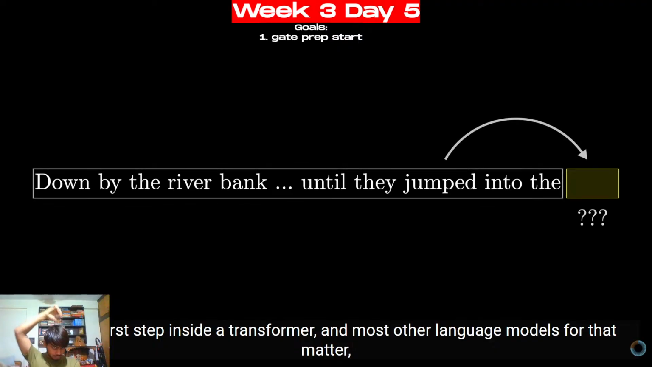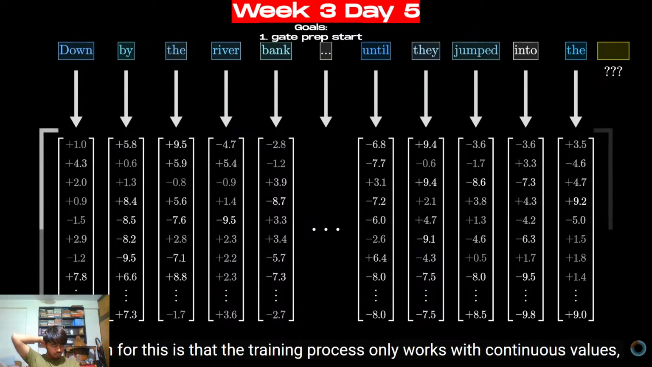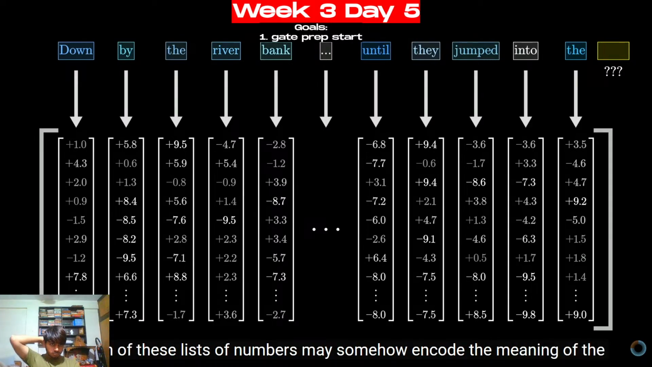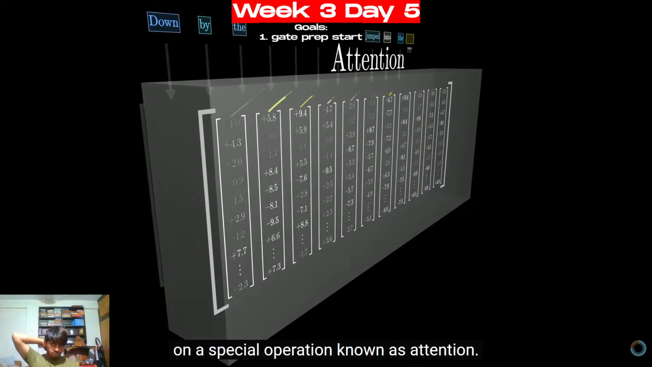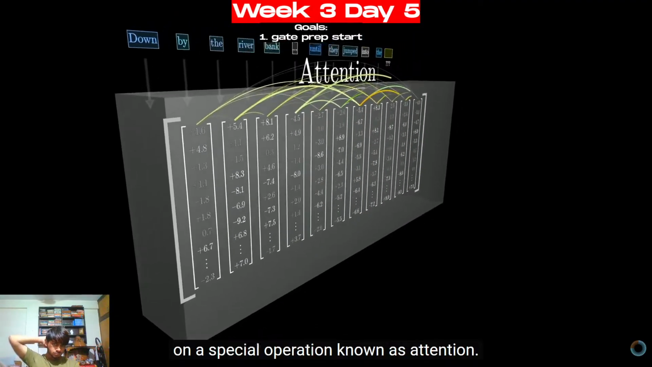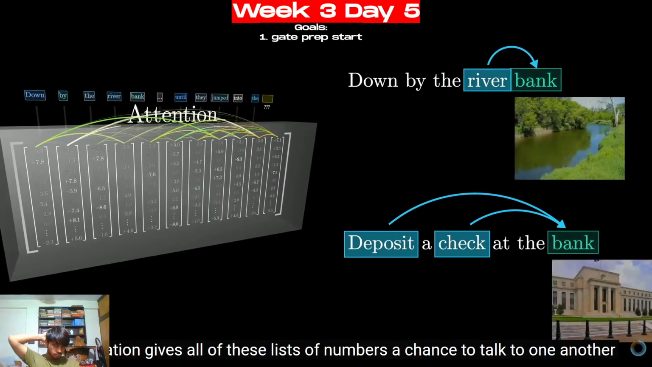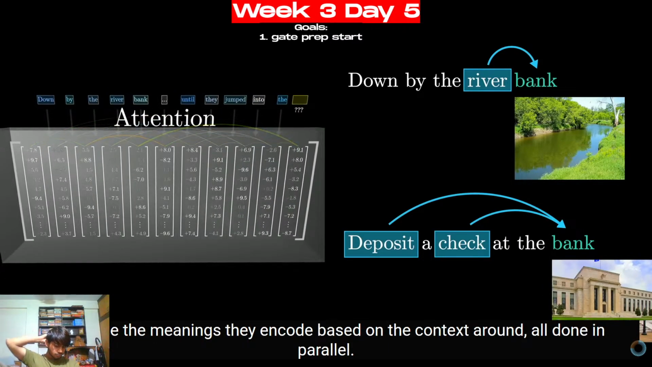The very first step inside a transformer, and most other language models for that matter, is to associate each word with a long list of numbers. The reason for this is that the training process only works with continuous values, so you have to somehow encode language using numbers, and each of these lists of numbers may somehow encode the meaning of the corresponding word. What makes transformers unique is their reliance on a special operation known as attention. This operation gives all of these lists of numbers a chance to talk to one another and refine the meanings that they encode based on the context around, all done in parallel.